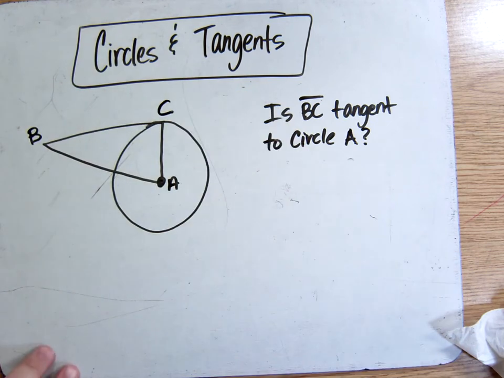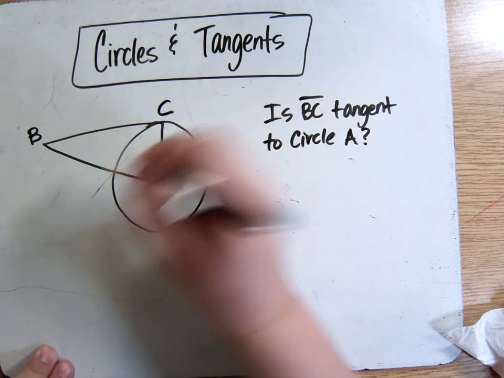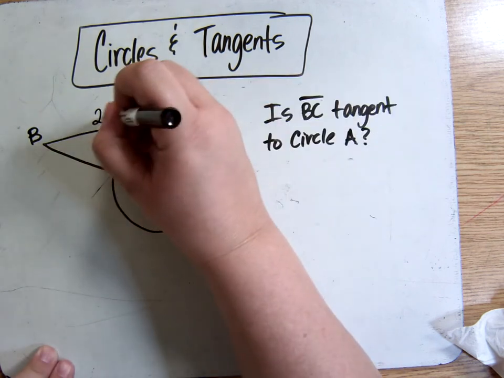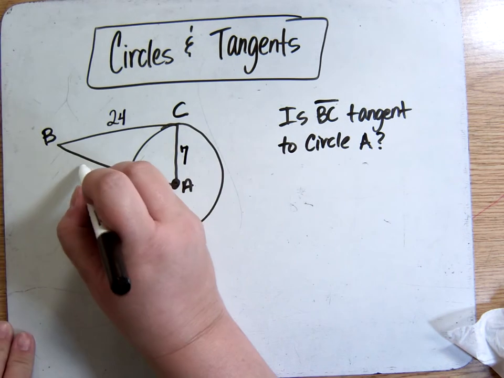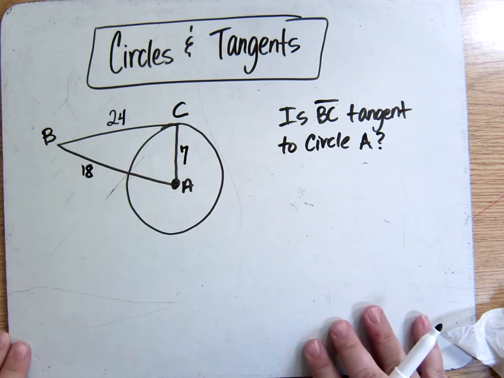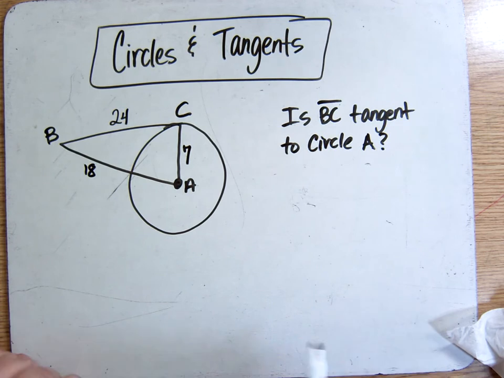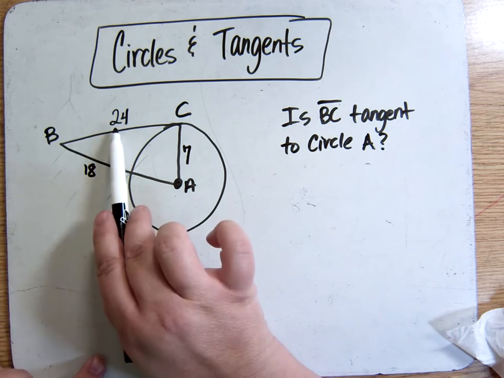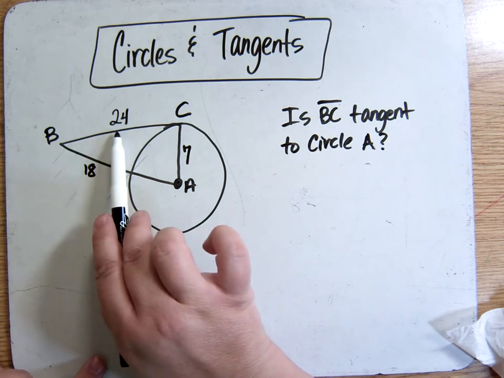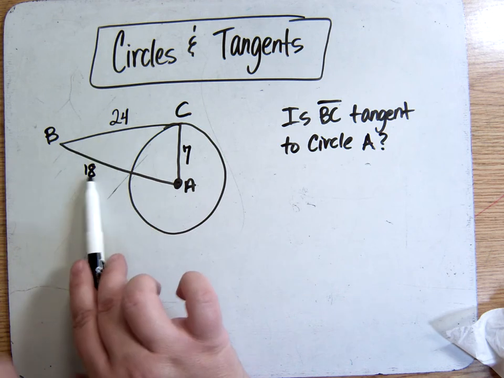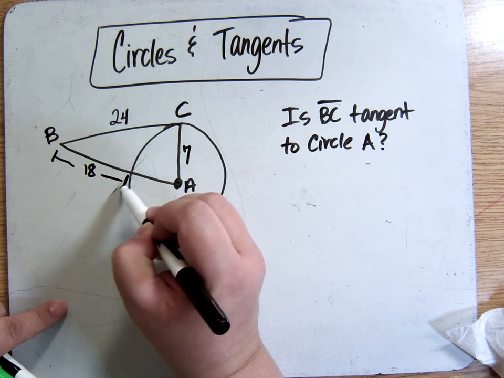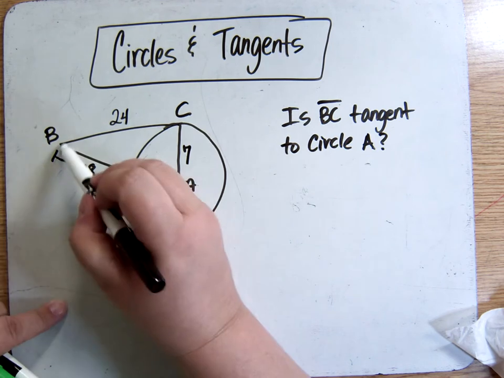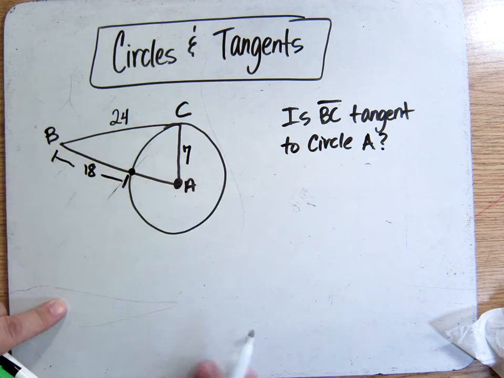I'm going to say this is 24, and this is 7. And this is 18. Now remember that with geometric figures, usually where we write the measurement on a segment is in the center. So if this is written in the center here, that implies that it's only from here to here. So that's going from B to the circle.